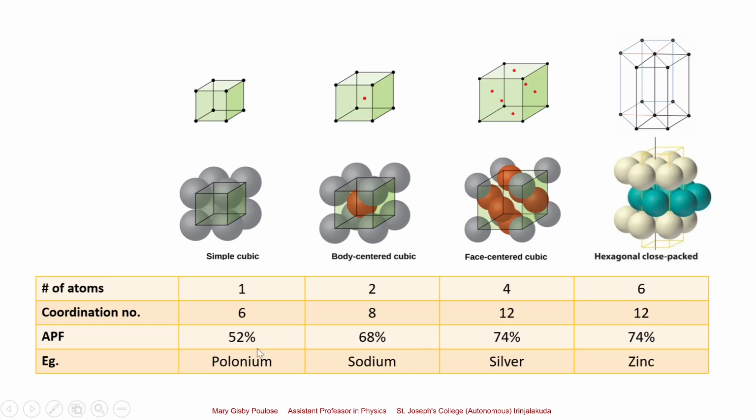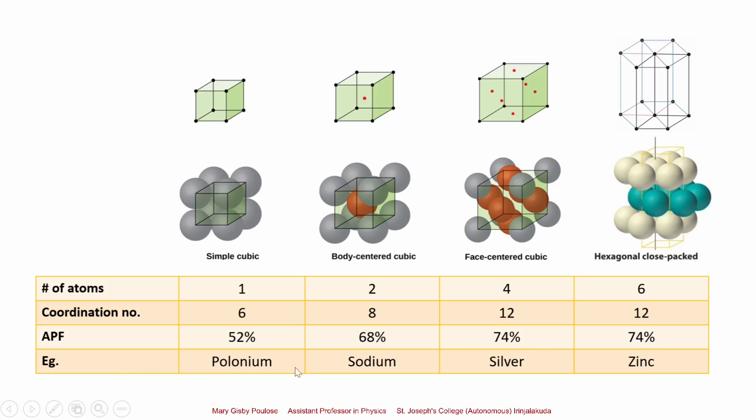Atomic packing factor is the least for simple cubic, and hence it is loosely packed. Body-centered has an atomic packing factor of 68%. It is close packed. And the face-centered cubic and hexagonal close packed structures have the highest atomic packing factor, that is 74%.